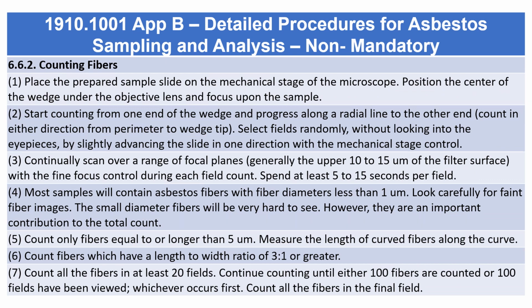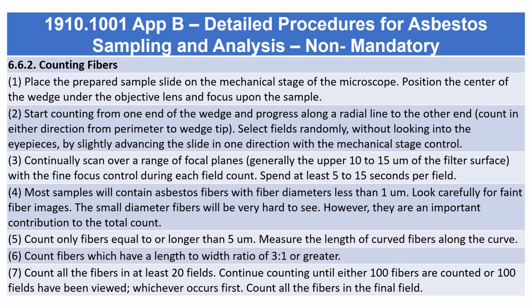6.6.2. Counting fibers. 1. Place the prepared sample slide on the mechanical stage of the microscope. Position the center of the wedge under the objective lens and focus upon the sample. 2. Start counting from one end of the wedge and progress along a radial line to the other end. Count in either direction from perimeter to wedge tip. Select fields randomly, without looking into the eyepieces, by slightly advancing the slide in one direction with the mechanical stage control. 3. Continually scan over a range of focal planes, generally the upper 10 to 15 of the filter surface, with the fine focus control during each field count. Spend at least 5 to 15 seconds per field.